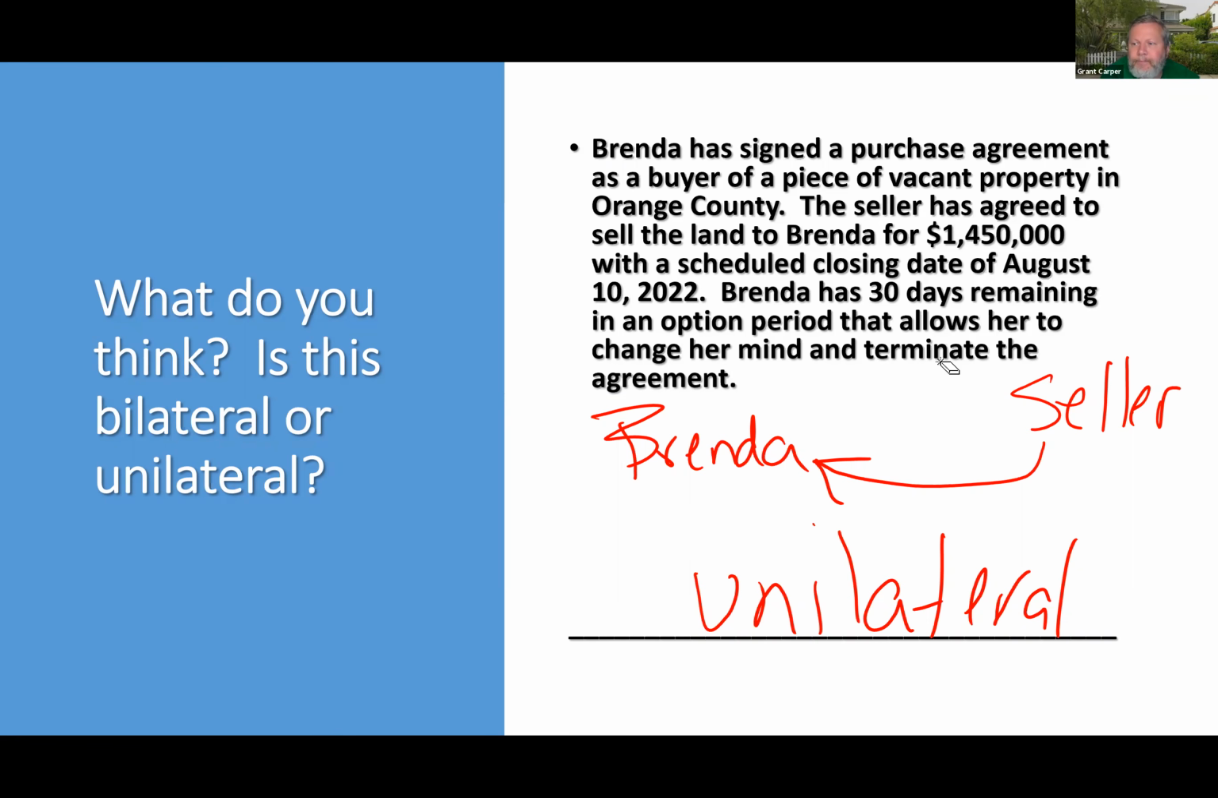Okay. Bonus points if you can tell me if this is a unilateral express agreement or a unilateral implied agreement. Express. How do we know it's express? Because they signed it, in writing. It says they signed it. So if it's written, if they signed it, it's in writing. That means express, right? Okay. So this would be a unilateral express agreement. How do we all feel about that? Everybody okay? Okay, good.